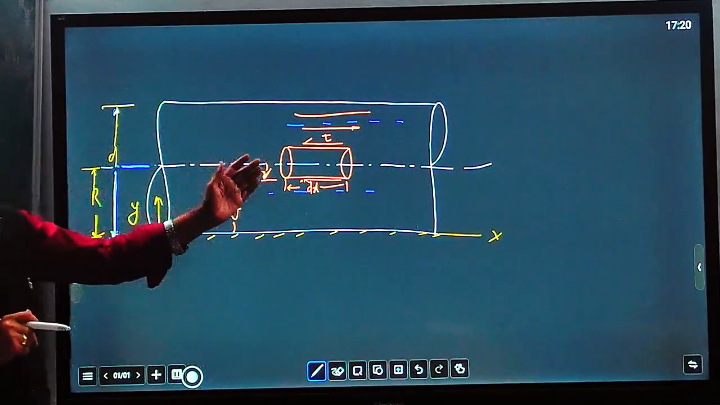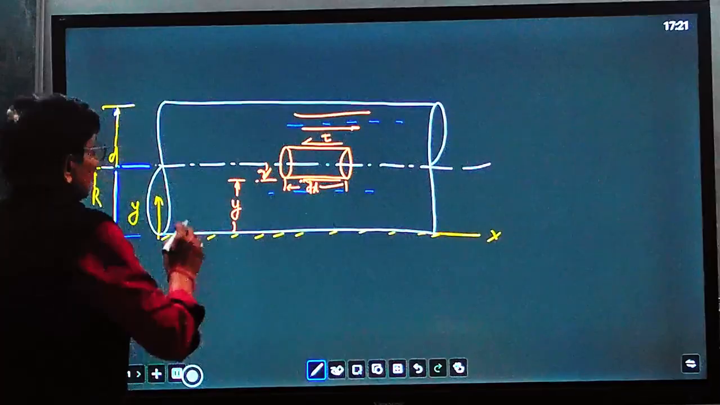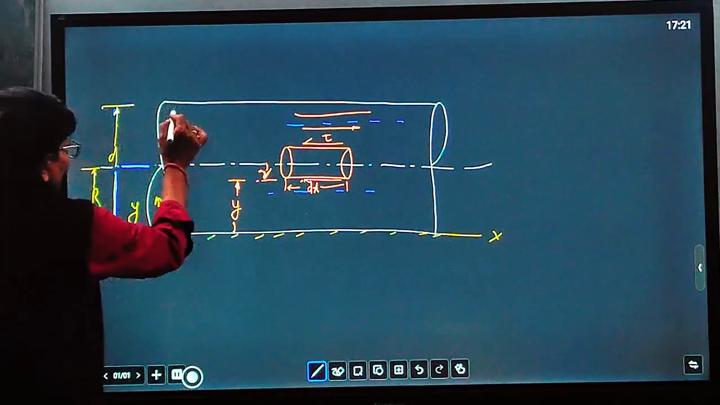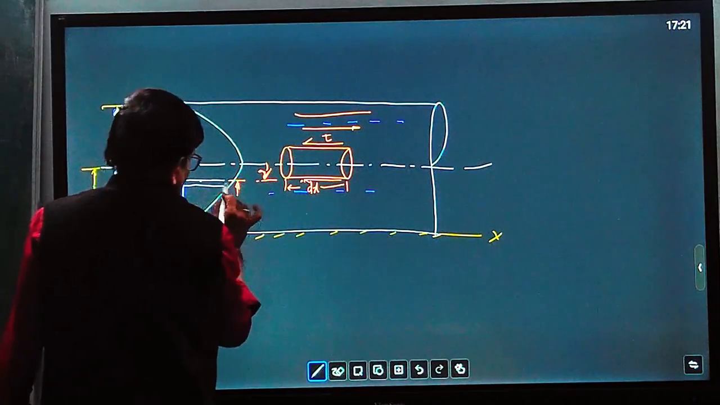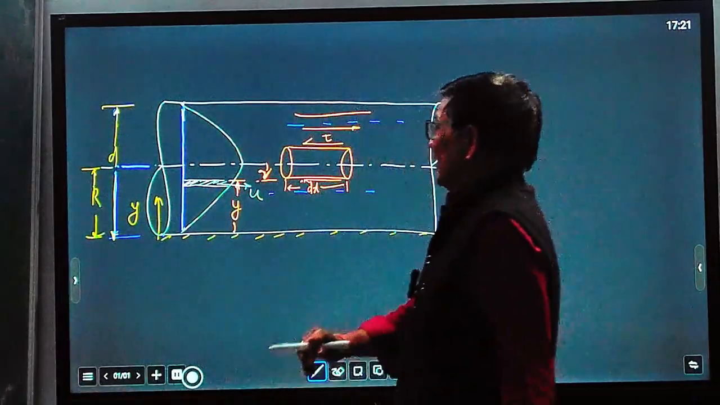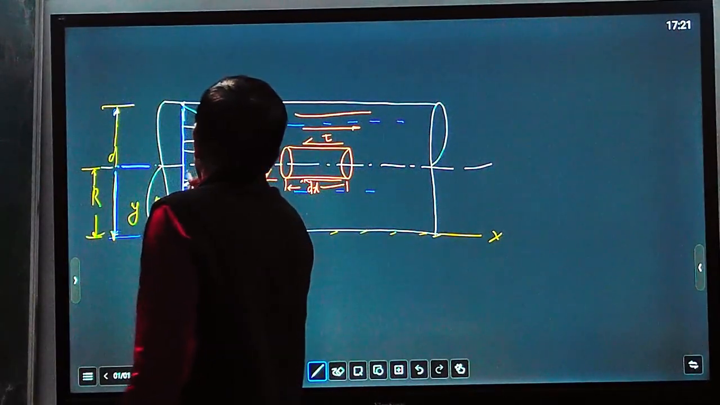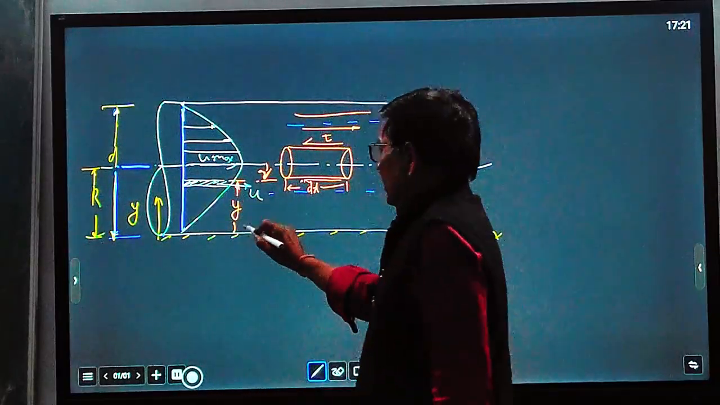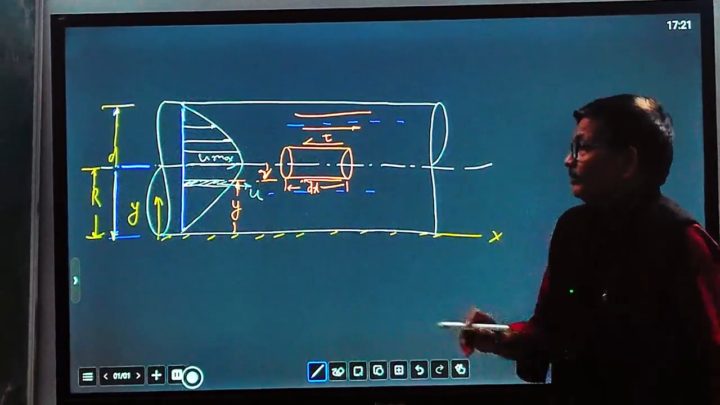We are considering the region where the flow is fully developed, and suppose this is the velocity distribution, which we can draw here like this. At this point, at distance y, the velocity is u. The velocity at this point is u, because the velocity throughout the pipe is varying. If it is laminar flow, you will find maximum velocity u, and at any point at distance y from the reference line, the velocity is u.